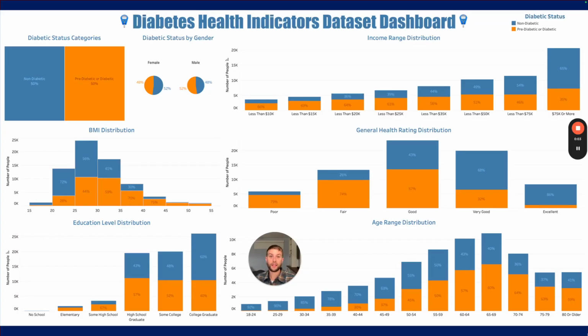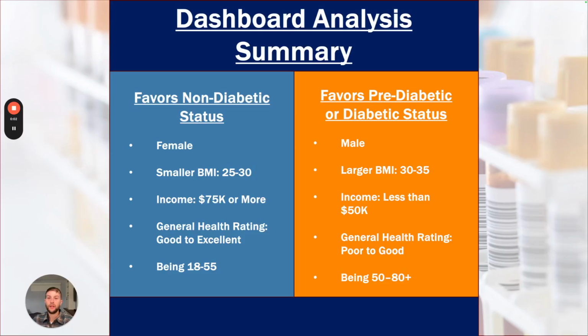Coming back to look at the dashboard, you can see that the stacked bar charts look more condensed in their positions here, but this dashboard overall shows a clear view of the most significant indicators that have strong relationship with diabetic status. To summarize all the visualizations that made up the dashboard, favoring a non-diabetic status constitutes being a female with a smaller BMI in the range of 25 to 30, having an income of $75,000 or more, and a self-reported general health rating of good to excellent, and being in the range of age of 18 to 55.